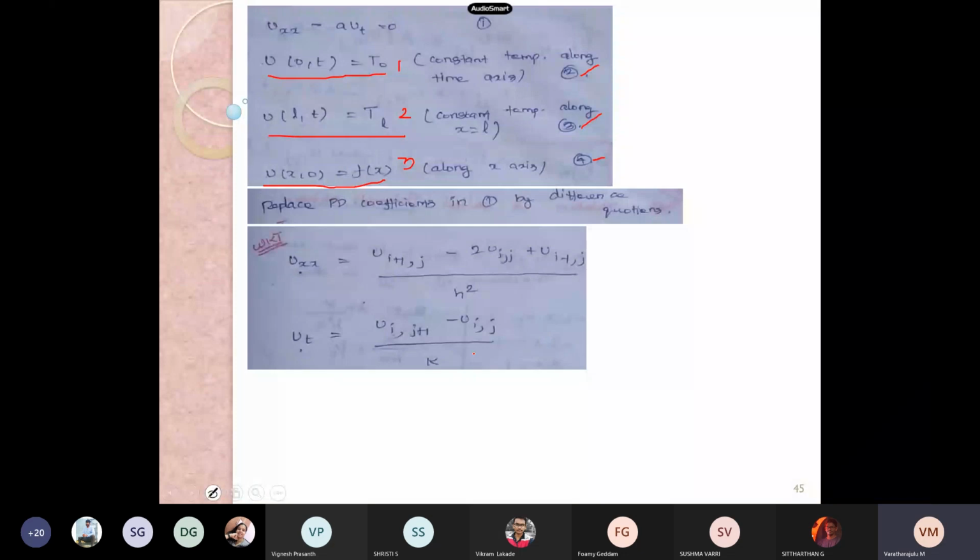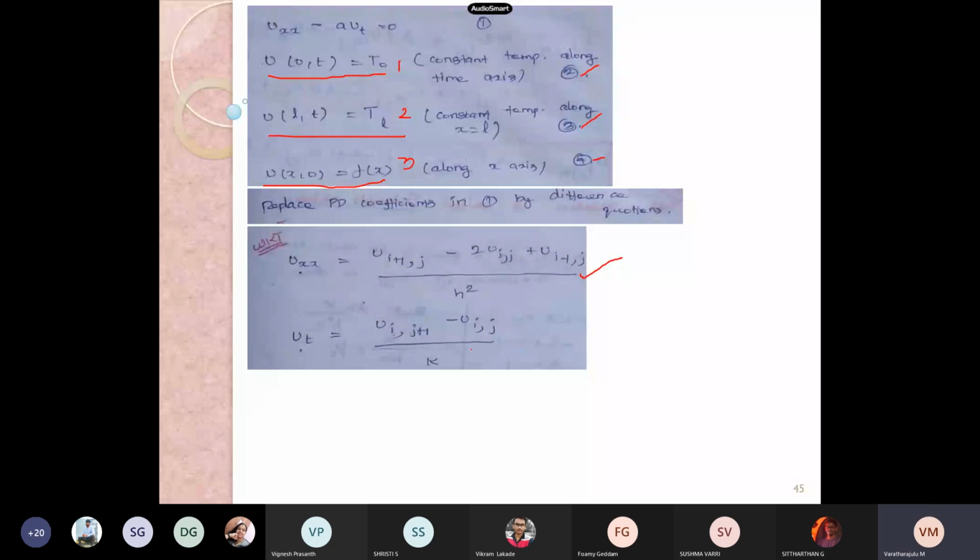At present you take u_xx is equal to u of i plus 1 comma j minus 2 into u of i comma j plus u of i minus 1 comma j, divided by h square. This is what we already introduced, but I didn't discuss the derivation. And let u_t be equal to u of i comma j plus 1 minus u of i comma j, divided by k.